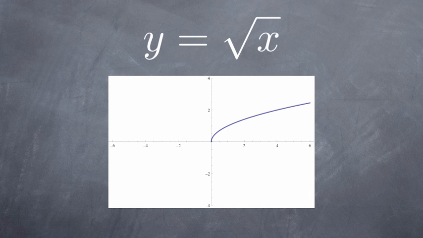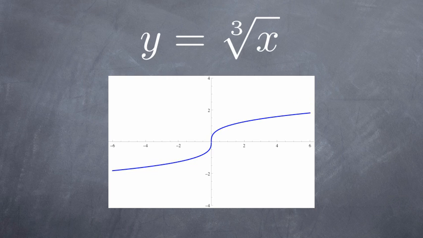Into our radicals, y equals square root of x. You may notice that this is half of a horizontal parabola. It's the upper half of the parabola opening along the positive x-axis, but we only see the upper half because square root of x is only going to be positive. So y equals square root of x is going to be just the upper half of a parabola.